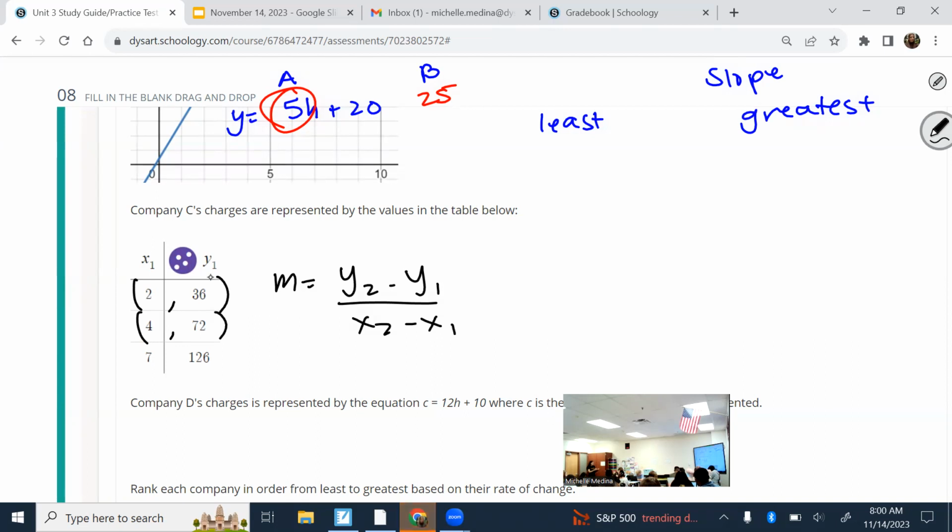So pick one of these to be X1, Y1. The other one to be X2, Y2. And then plug it into the formula. Again, this is another way to find slope. I think this is better when it's from the table. So the way that I labeled it, what's my Y2?